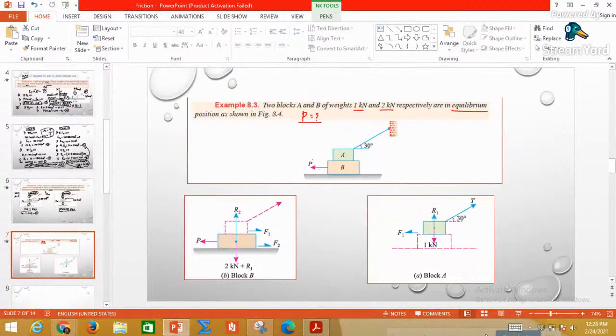And the coefficient of friction, I think, just let me check. The coefficient of friction is how much it is given. Just hold on. Yes, it is given.